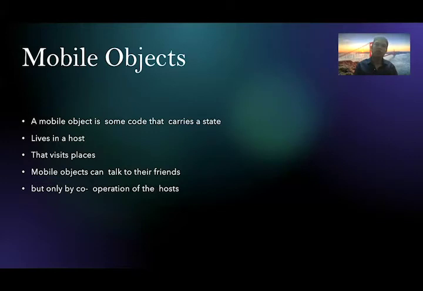Mobile object means some code that carries a state, lives in a host, and visits places. Mobile objects can talk to their friends. For example, your mobile device: you can talk with anybody else. You can install any application in your mobile device, such as Skype, Facebook, Twitter, IG, and so on. So these are all the applications you can use to talk to your friends. This is a few examples of that.